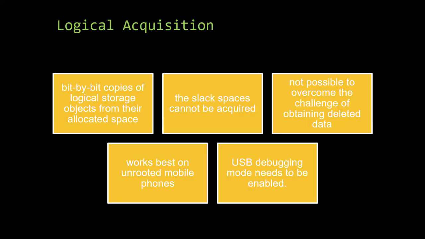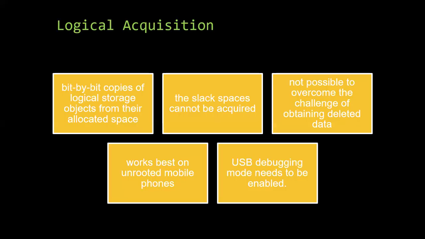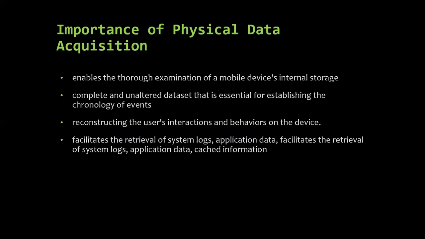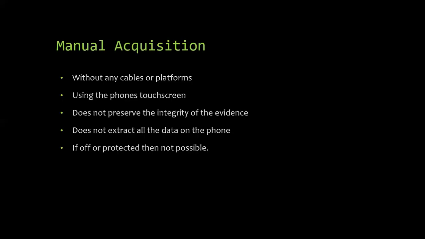When we come to different types of acquisition, we have physical acquisition, where the complete memory of the device is acquired. We have logical acquisition, where the memory is divided into different parts logically, and that is what we are looking into. The main difference between these two is that in physical acquisition, we will be able to acquire or recover data and even analyze slack spaces. But in logical acquisition, slack spaces cannot be acquired, and hence cannot be analyzed.